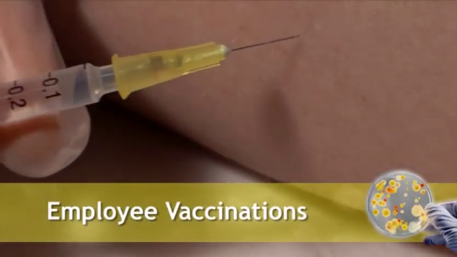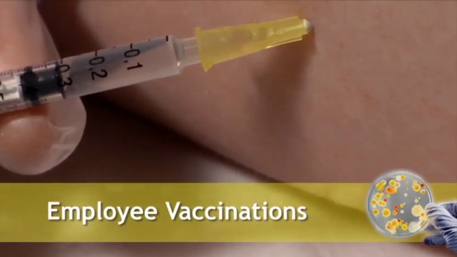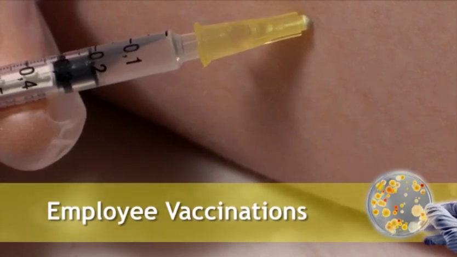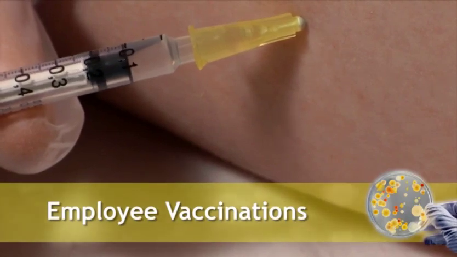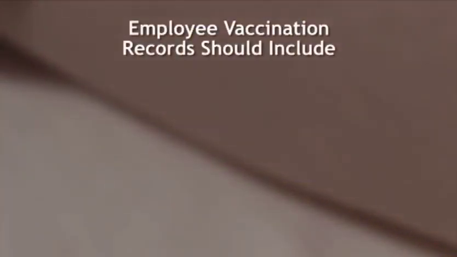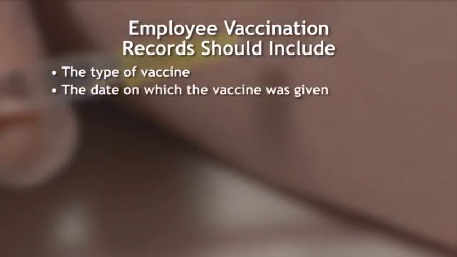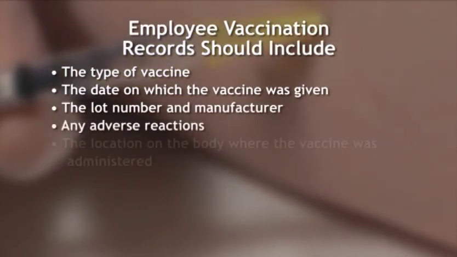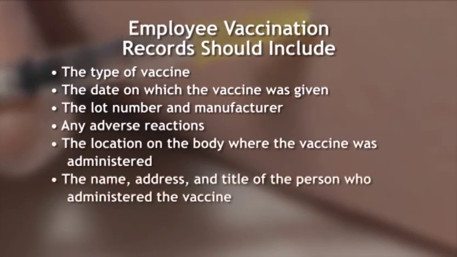Vaccinations can provide the necessary immunity against several transmissible infections. The CDC publishes guidance on the recommended vaccinations for healthcare providers. Employee vaccination records should be maintained by the employer and regularly reviewed. The vaccination record should include the type of vaccine given, the date on which the vaccine was given, the lot number and manufacturer, any adverse reactions, the location on the body where the vaccine was administered, and the name, address, and title of the person who administered the vaccine.